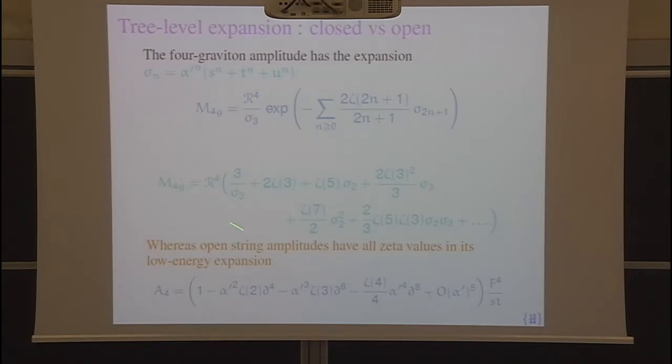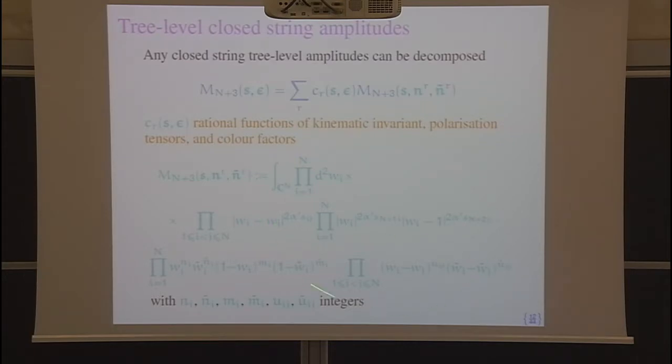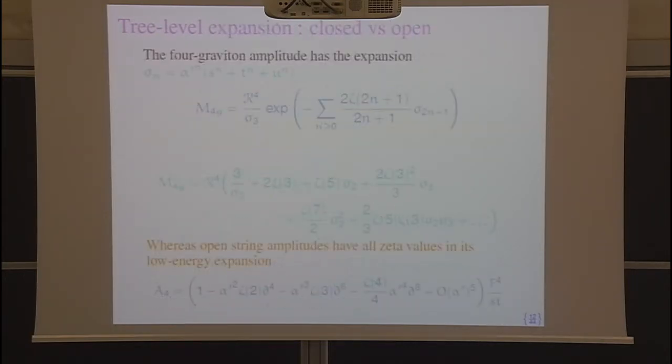Now if you compare this expansion, which comes from computing these integrals over the complex plane, to the equivalent one for the gluon amplitude that you compute in open string by having vertex operators on the boundary of a disk, you will see that you have the field theory pole, the 1, and then alpha prime squared comes with zeta 2, alpha prime cubed with zeta 3, alpha prime to the fourth with zeta 4, etc. So you see that here there are only odd zetas, and here there are even zetas as well. These are powers of pi, okay?